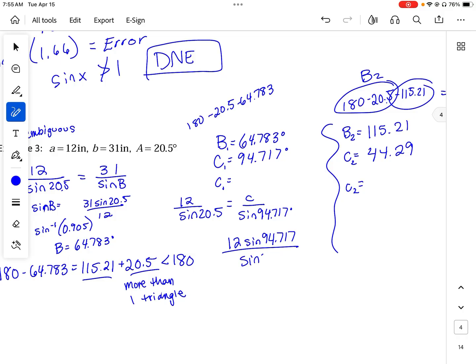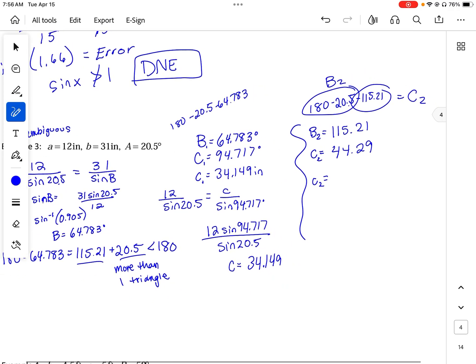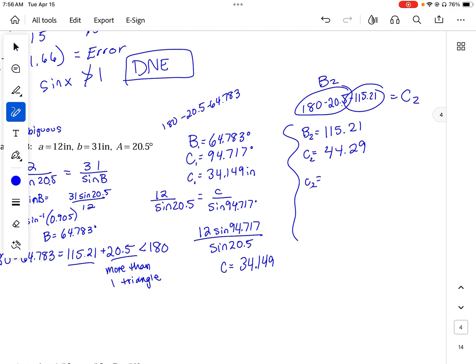Okay, cross multiply and divide. So it's going to be 12 times sine 94.717 and then divide by sine 20.5. Okay, and that ends up being what side C is, and that is 34.149. And we are in inches. Okay, let's go to triangle 2.